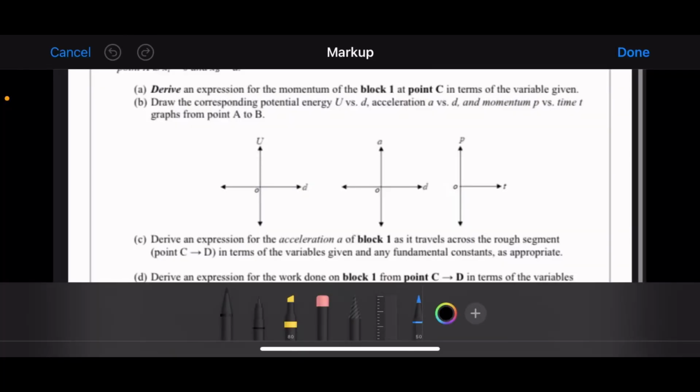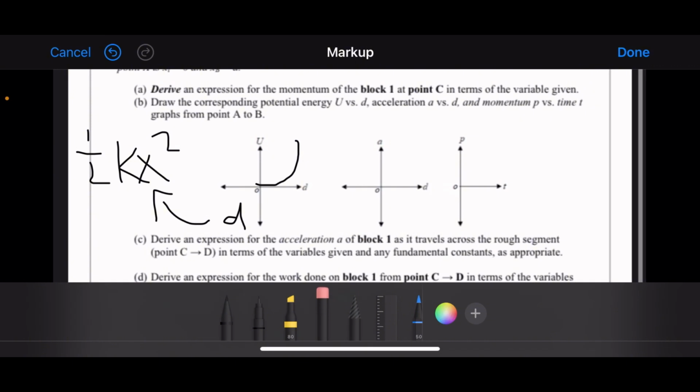So for part B, it's asking to draw the corresponding potential energy. So the first one, the potential energy, which is our first graph. And I'm gonna draw it as a curving upward line because for this we would be looking at 1/2 kx squared, and since we have x right here, that's our d, and if the distance is increasing as the system is moving to the right, so is the potential energy because it's in the equation.